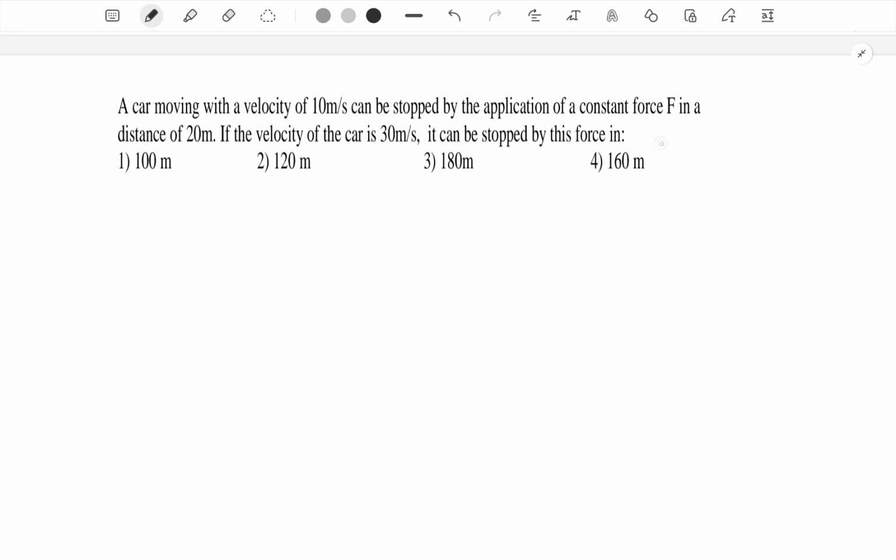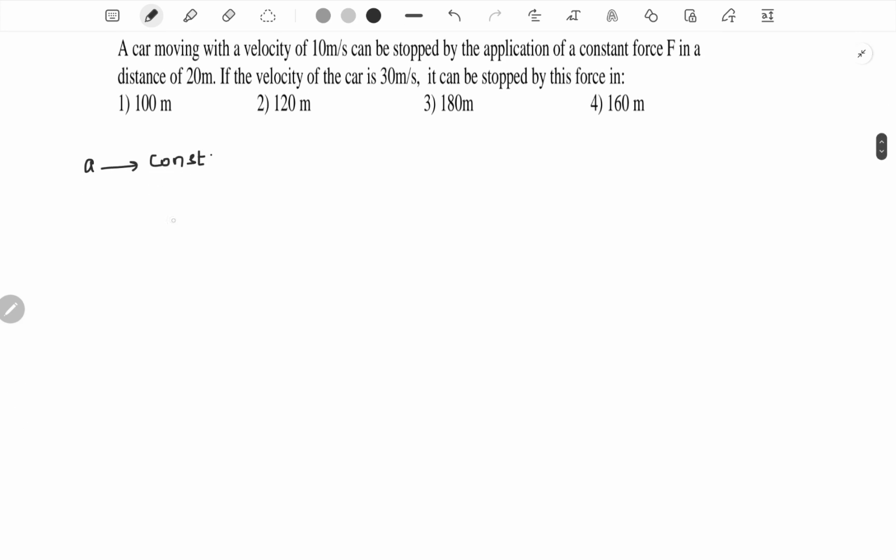Which means that acceleration wouldn't change. So I can assume that acceleration is constant. Let's assume this and proceed with solving the problem. In the first case, as you remember, the stopping distance is given by v square by 2a.